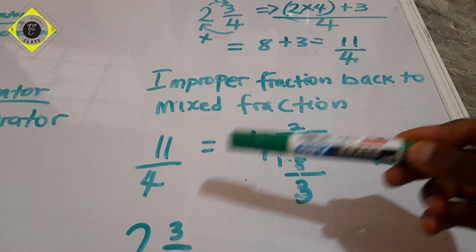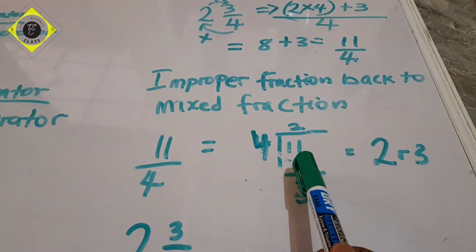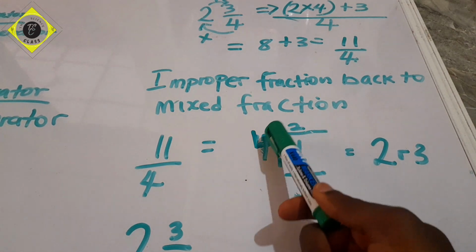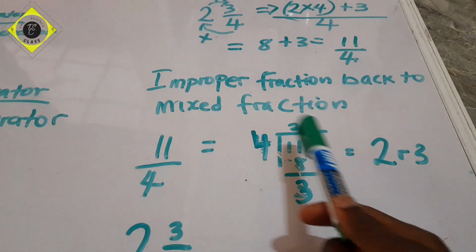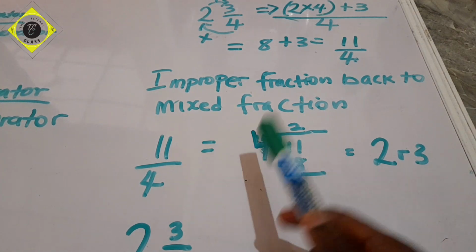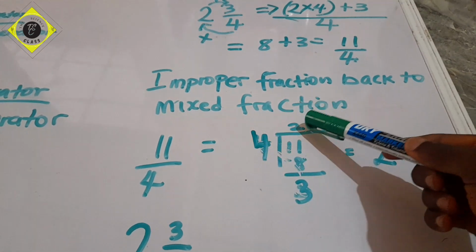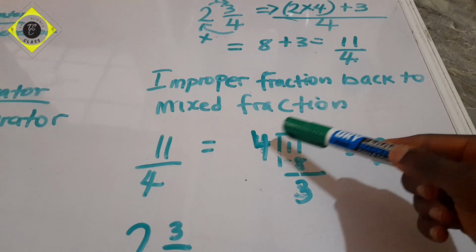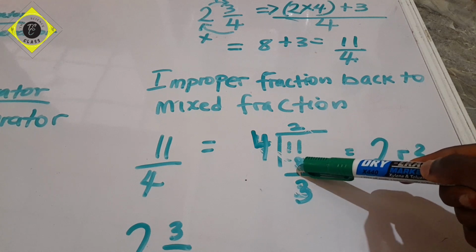divide 11 by 4. From our division class, you put 11, which is the bigger number, inside this curve, and then you put the denominator outside. That is, 11 will be inside and then 4 will be outside. So 11 divided by 4 is going to go 2 times. Then 2 times 4 is going to give us 8. 11 minus 8 will now give us 3.